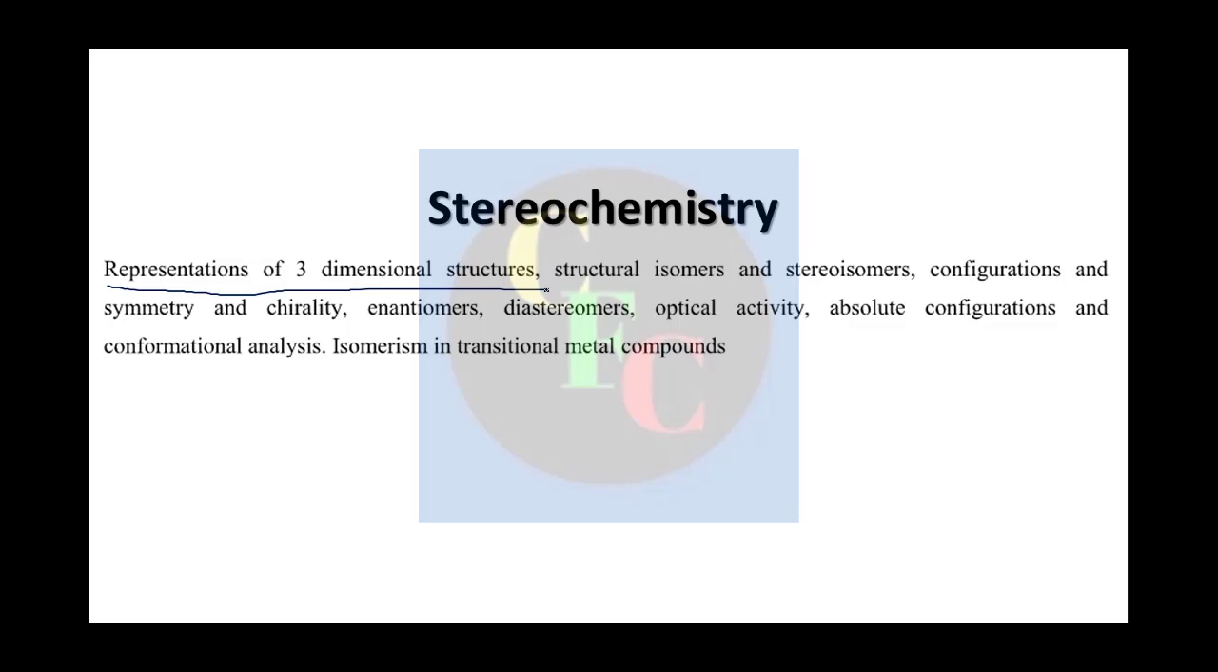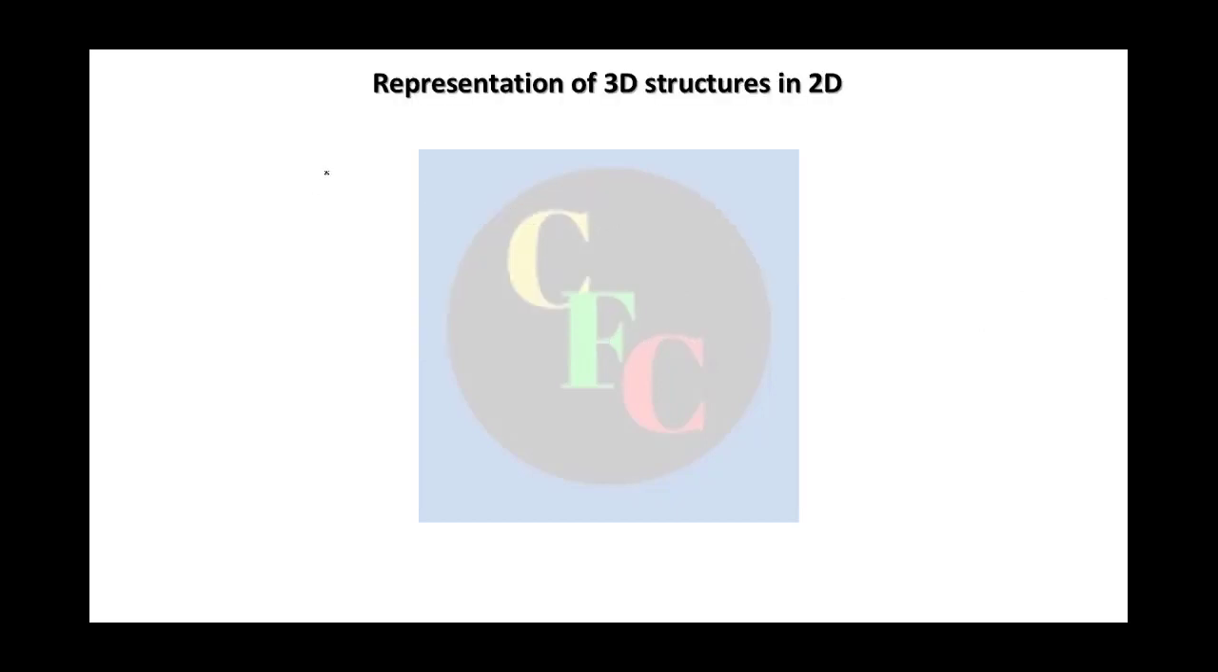So let's start. As we know, stereochemistry is the study or branch of chemistry that deals with the orientation of atoms in space of a molecule, right? Before going into details of stereochemistry that's included in our syllabus, let us see how we can represent the 3D structures in two dimensions, because we'll be writing on paper. So what are the ways and how do we usually do that?